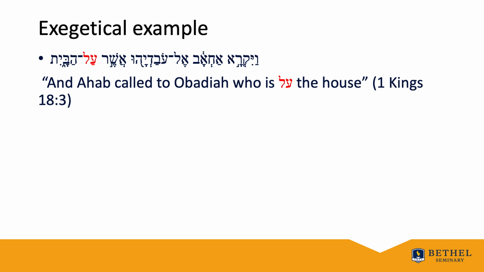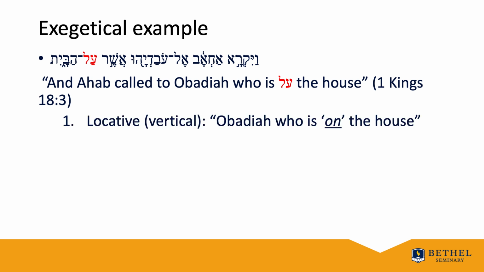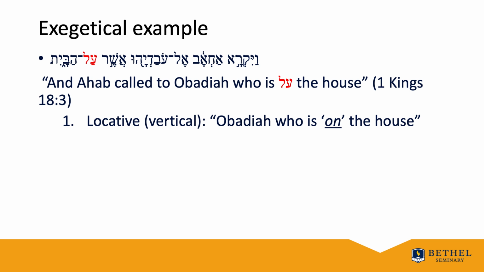Ahab called to Obadiah, who is al, here meaning on the house, talking about his location. Maybe when Ahab was calling out to this person called Obadiah, Obadiah happened to be literally upon the house. This could make sense because if you know archaeology, you know that ancient Israelites' houses were multi-storied, and often the top of the house was a place that people would maybe spend the night.